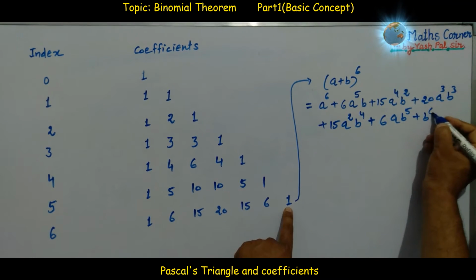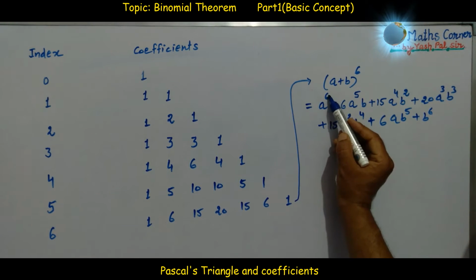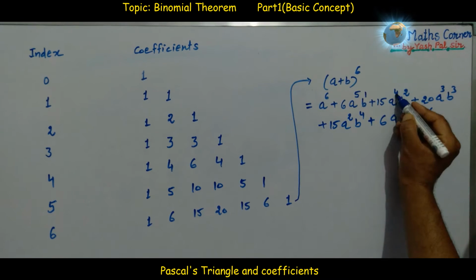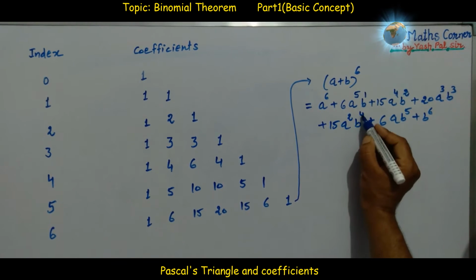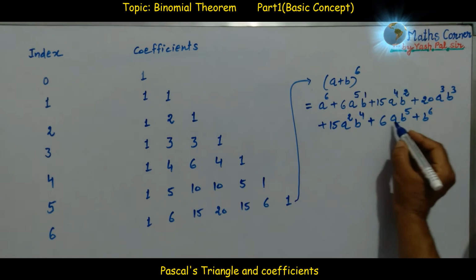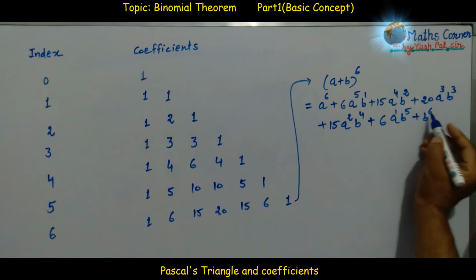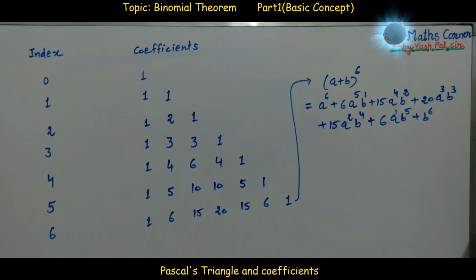So what is the relationship? a power 6, sum is 6. a power 5, b power 1, sum is 6. a power 4, b power 2, sum is 6. a power 3, b power 3, sum is 6. a power 2, b power 4, sum is 6. a power 1, b power 5, 1 plus 5 is 6. In every term the sum of powers is 6. So this is the relationship.